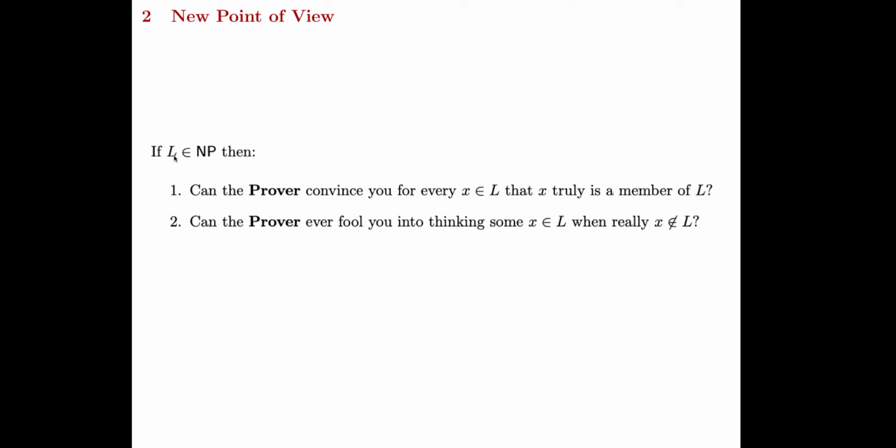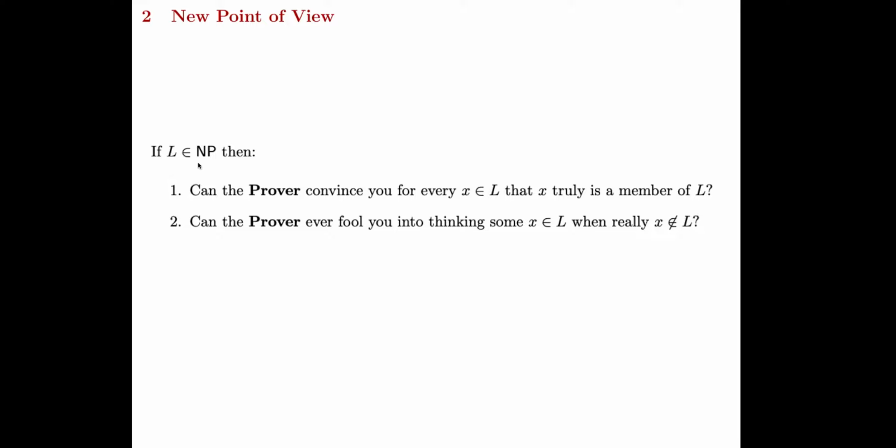Given that L is in NP, the two things we're concerned about are whether the prover can actually convince you, for every x that actually is in the language, that x is a member of L, and whether, if x is not in the language, the prover can fool you into thinking that it is. For the first question, the answer is yes, the prover can convince you because they can always come up with a certificate. And the reason they can always come up with a certificate that you can check in polynomial time is because L is in NP.